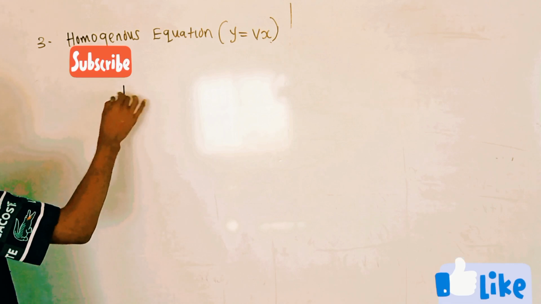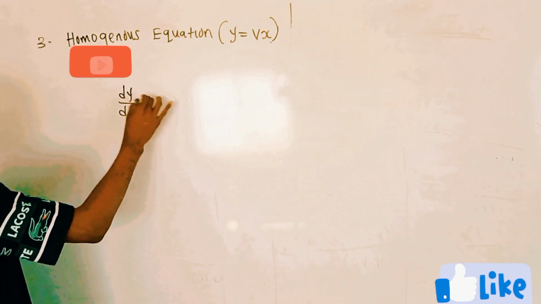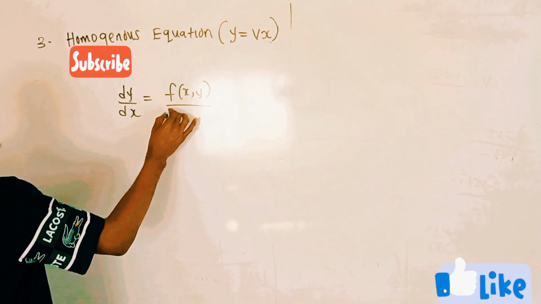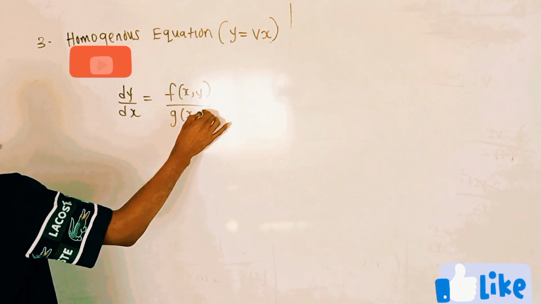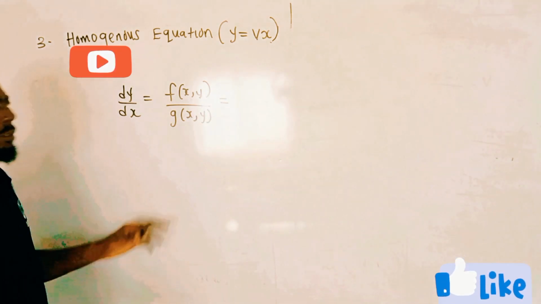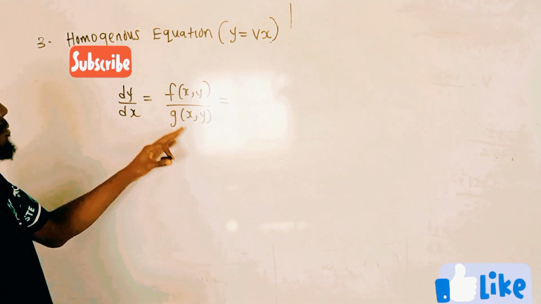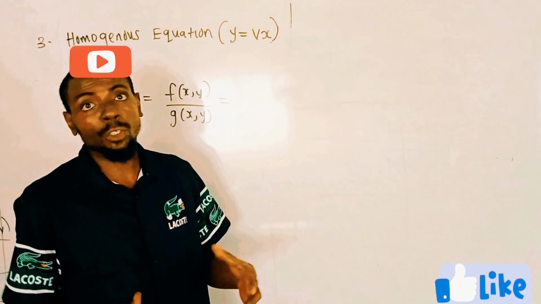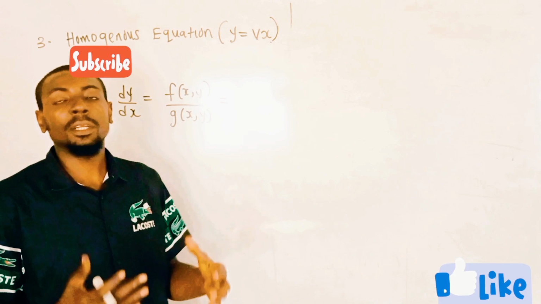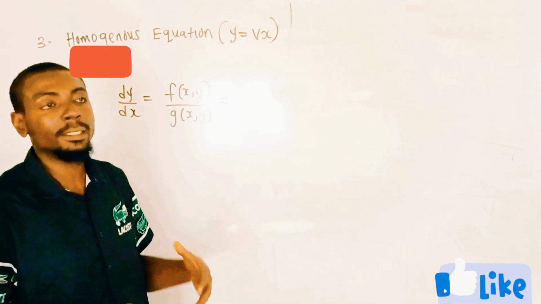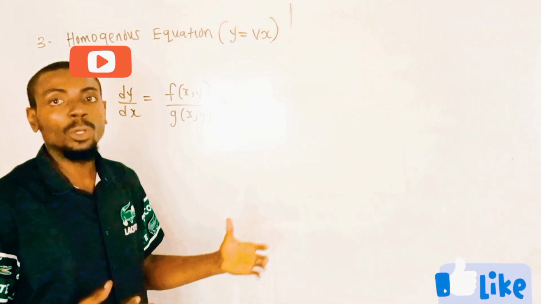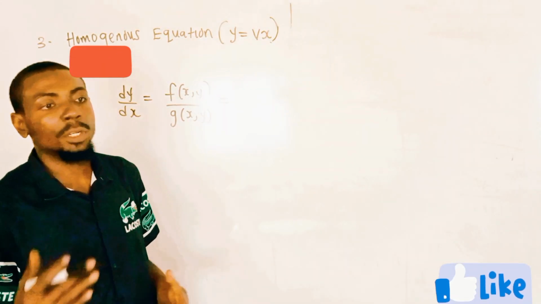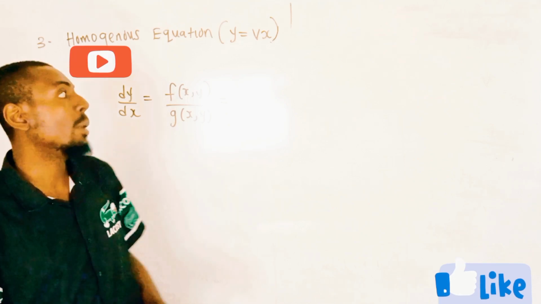Let's show how it works. dy over dx is equal to, let's say, a function of both x and y at the top and a function of both x and y in the denominator. So that's a function of x and y over a function of x and y. Now we say that an equation is said to be homogeneous when all the powers, all the degrees of all the terms in the numerator are equal to that of the denominator. So we have equal degree in the numerator and equal degree in the denominator.